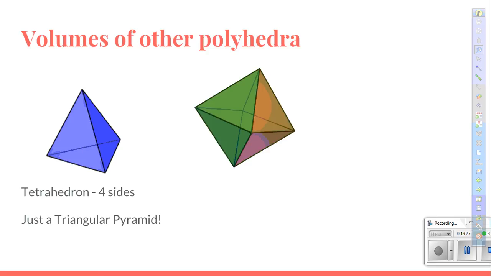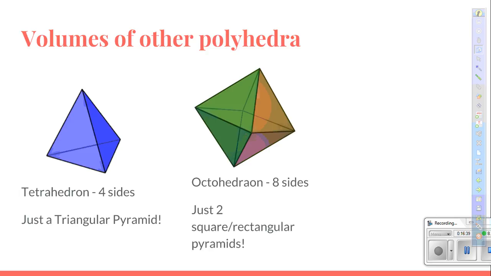A shape that has 8 equal sides, so 1, 2, 3, 4 on the top, and 1, 2, 3, 4 on the bottom, it's called an octahedron. But notice it's actually just 2 pyramids. I've got a pyramid up here on the top, and I've got a pyramid down here on the bottom, and so I don't actually need a special formula for it either.